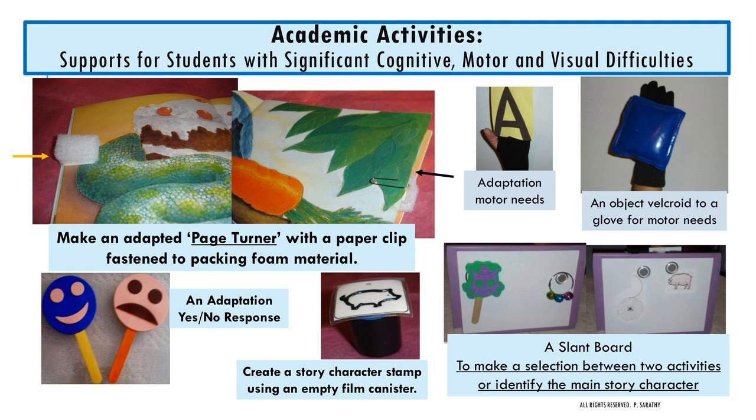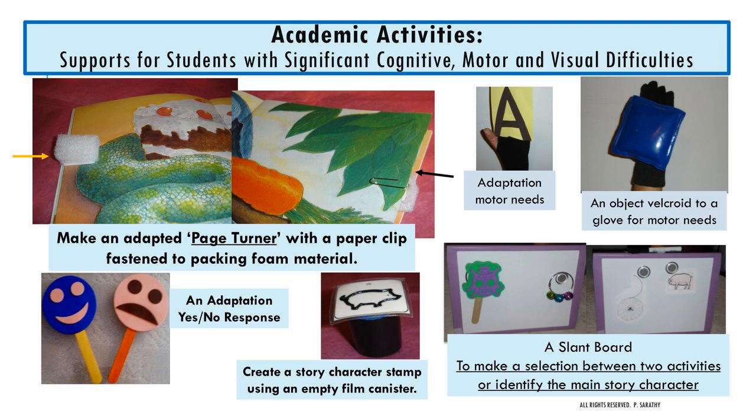So for academic activities, some of the photos that you see here are adaptations that will help. The one on the top that you see is a page turner. In order for the student to be able to turn the page, there is a paper clip, and attached on the other side of the paper clip is a foam packing material. You could also use a craft stick, Velcro it to the book page, and you can also use an adapted book. You can create a book that's connected.